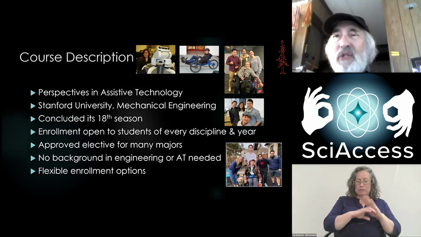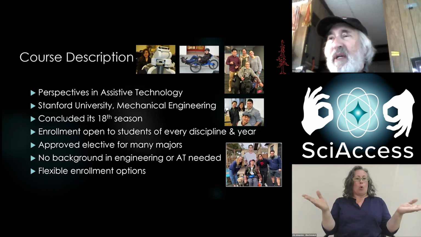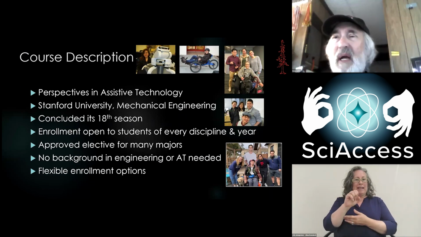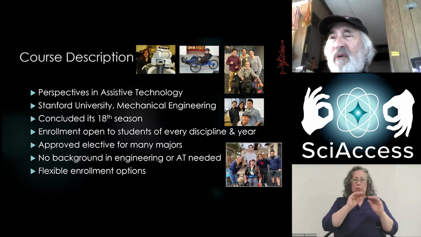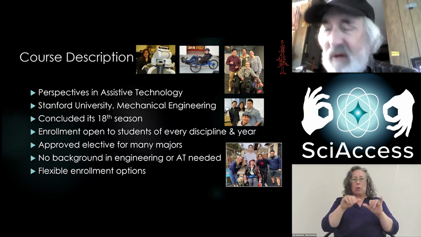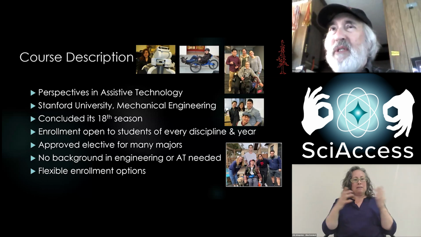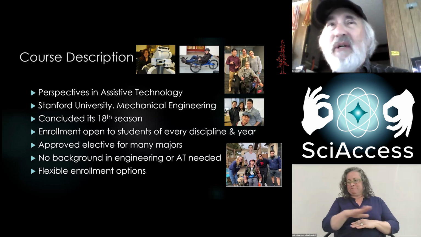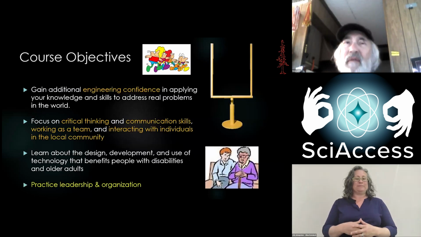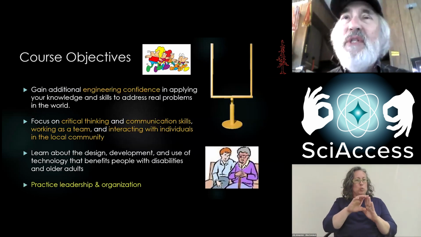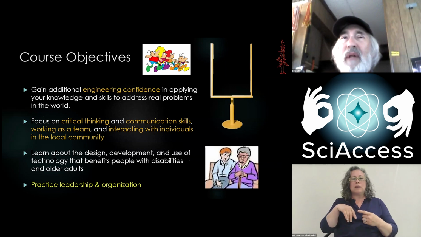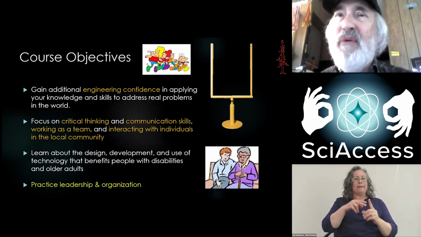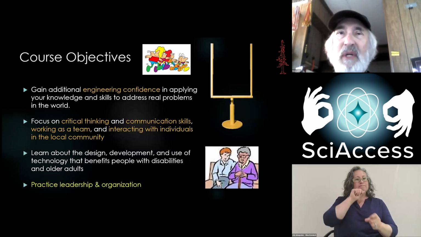Its enrollment is open to students of every discipline and year at Stanford, and it's an approved elective for many majors. There's no background in engineering or assistive technology needed, and there are lots of enrollment options to satisfy students' desires. The main objective of the course is for students to gain an engineering confidence in applying the knowledge and skills that they've learned at Stanford to address real problems in the world with disability.